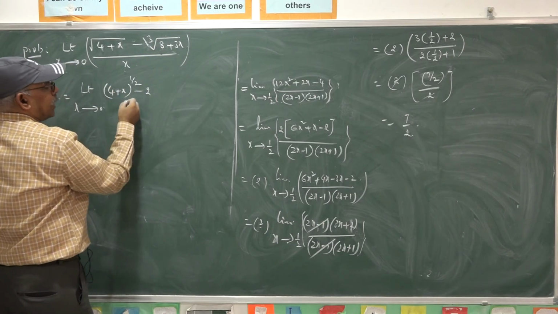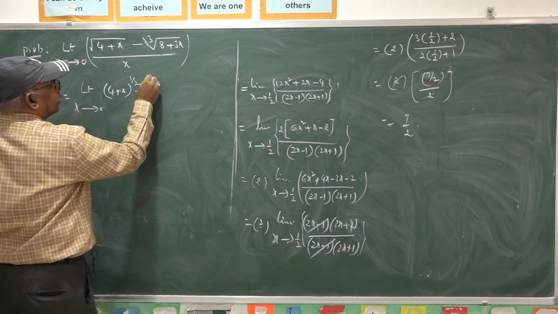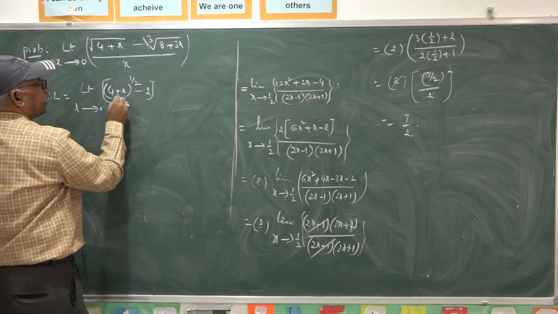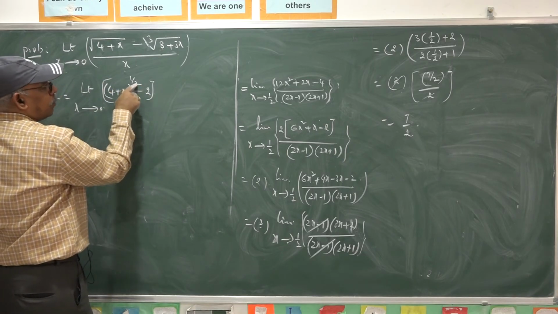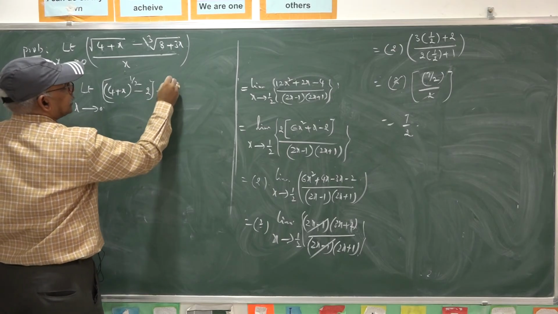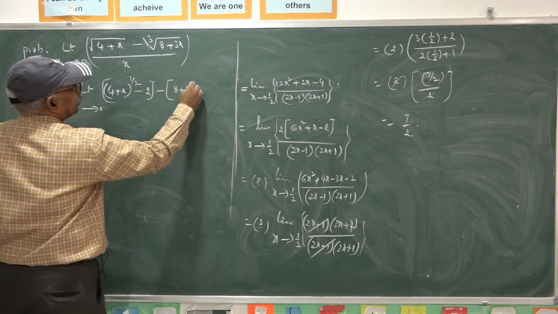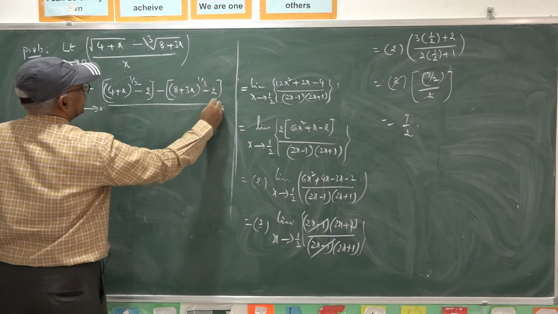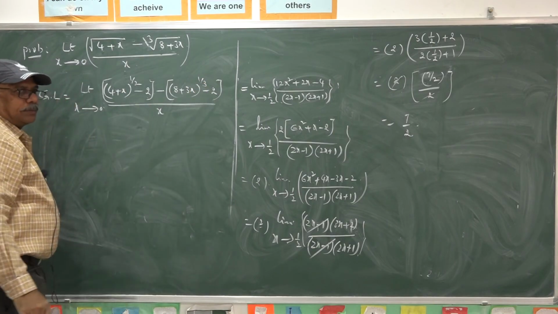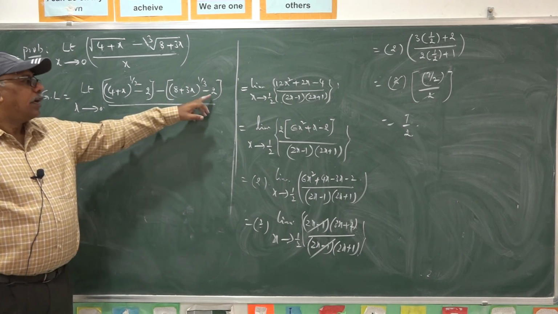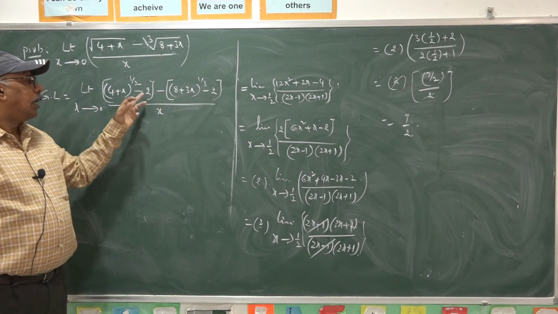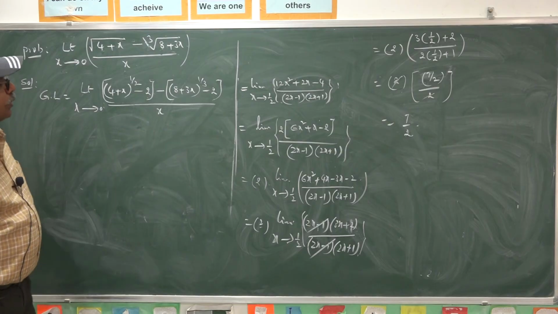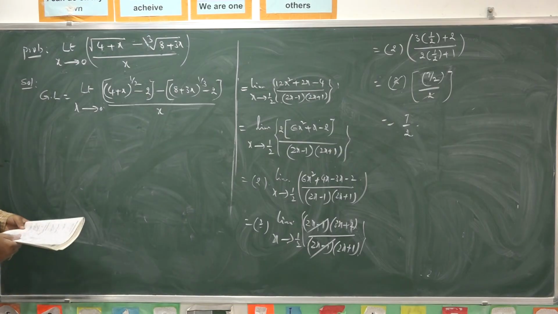So add and subtract 2 to the numerator, and you can write the numerator as (4 plus x) whole power 1 by 2 minus 2, minus of (8 plus 3x) whole power 1 by 3 minus 2, by x. Initially you write the numerator by adding 2 here and subtraction of 2. By adding 2 and subtraction of 2 to the numerator, there is no change in the nature of the function.